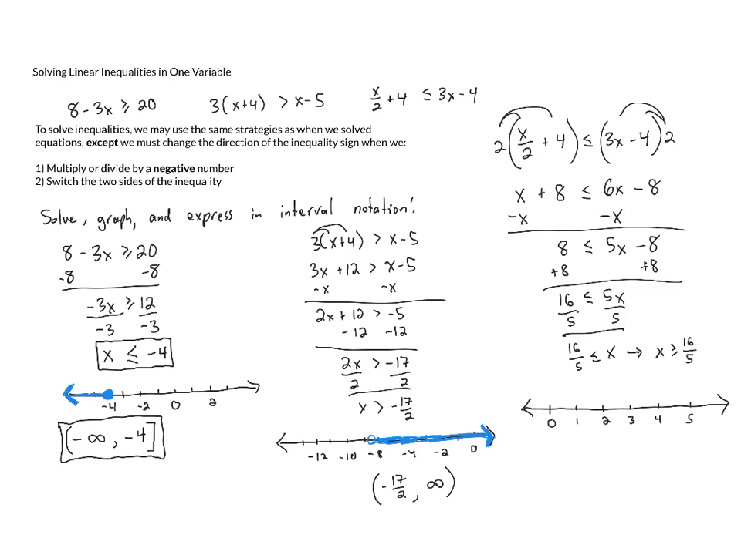So our closed circle, we need a closed circle because it's allowed to be equal to, is going to go at 3.2. And because x is greater than or equal to 16/5, we shade to the right. And if we write this in interval notation, it's going to give us bracket 16/5, comma, infinity, parenthesis, and that is our final answer.